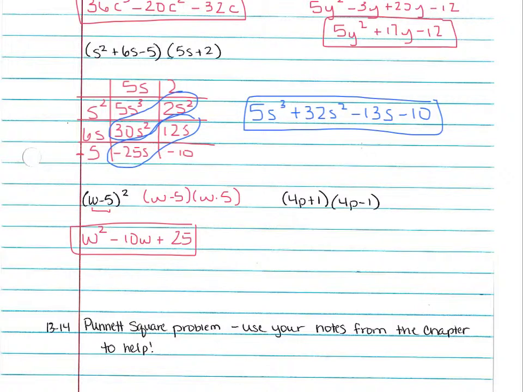And for the last one, this one has a pattern as well, and it will be 16p squared minus 1. Because if you went ahead and multiplied all this out, the middle parts would cancel out. And so you end up just squaring the first and the last, and in this case it's always going to be a minus sign in the middle.